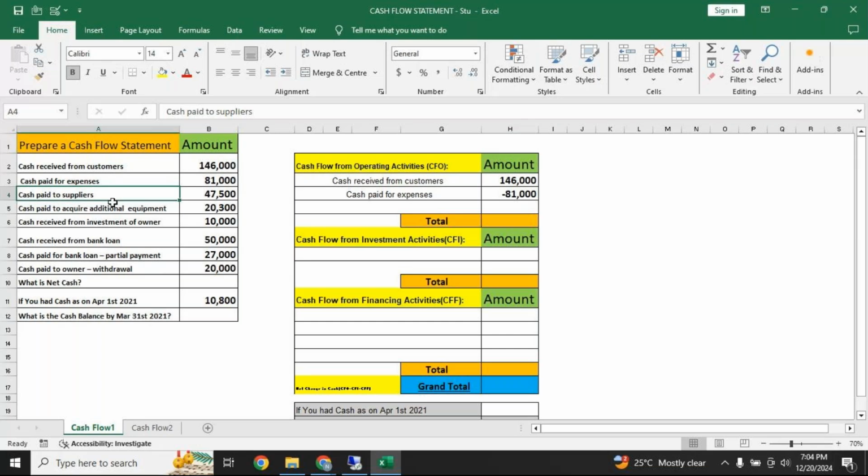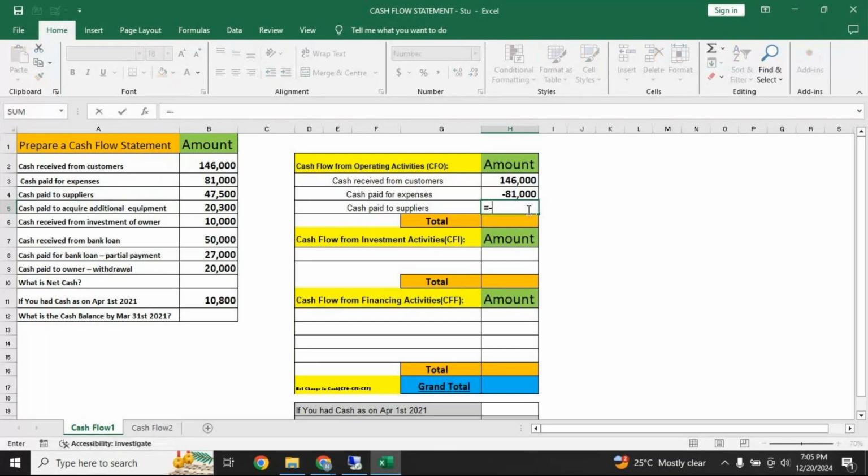I'm going to copy it and paste it here. And here, cash paid to the suppliers means money is going out again. So this 47,500 will come here. Then I'll put the sum function and add these values. I need to understand which one has to be added and which one has to be subtracted.